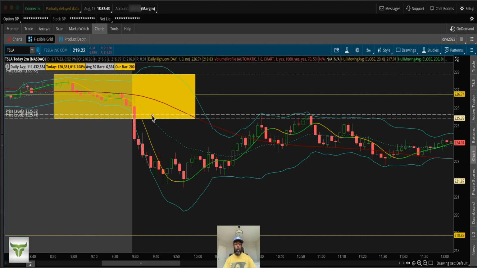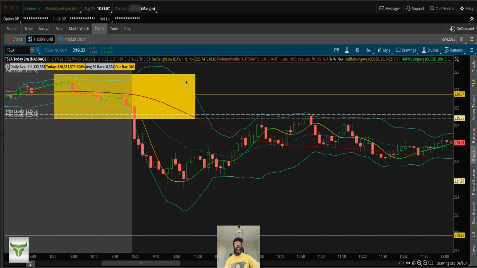So what is the box, right? So that you guys get it, the box is volume, the box is price action, the box is volatility, and the box is support and resistance. That's what encompasses the box.